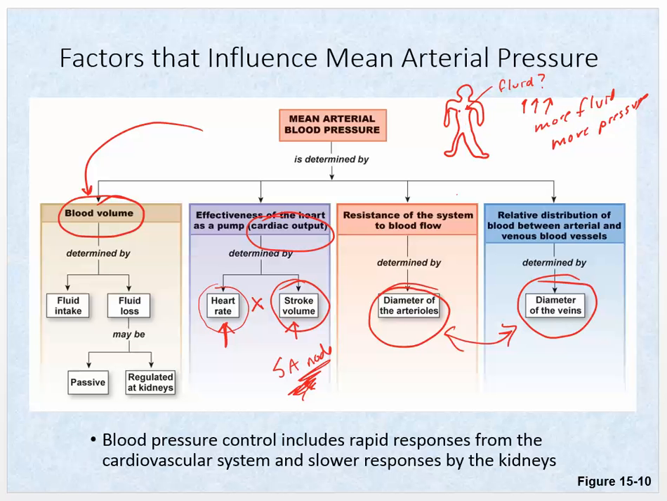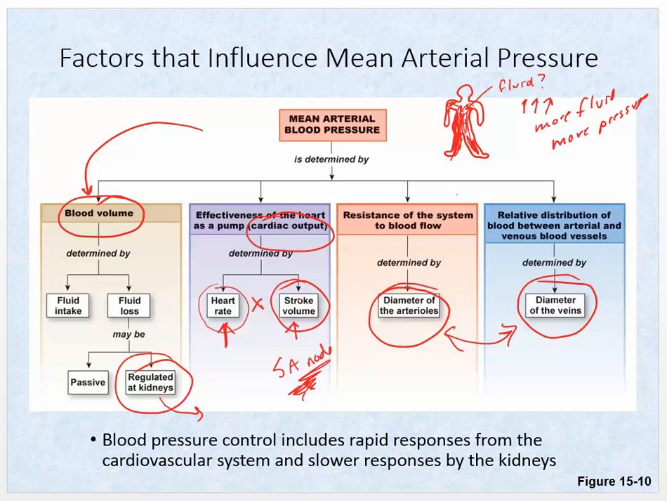You can expand a little bit, but not really that much. So more fluid means that you have higher pressure. How do we handle that? Well, we get rid of the fluid. Who does that? The kidneys. The kidneys say, we're just going to produce more urine. A lot of blood pressure drugs are things called diuretics, which basically cause you to urinate more, so you get rid of the fluid and your blood pressure drops.